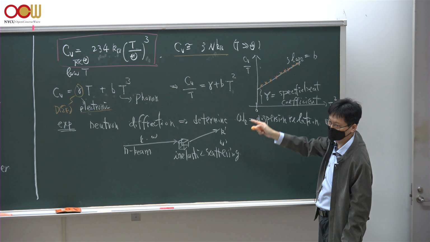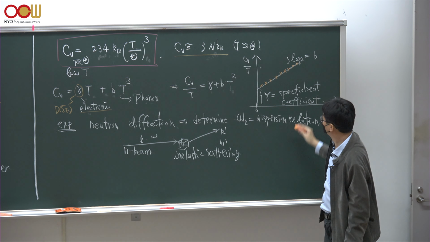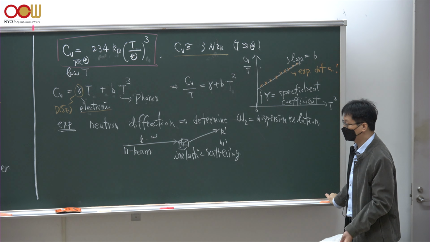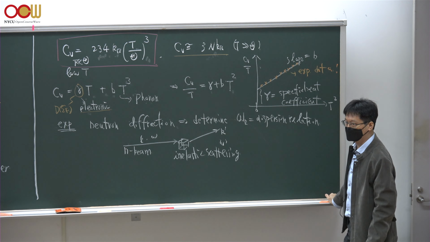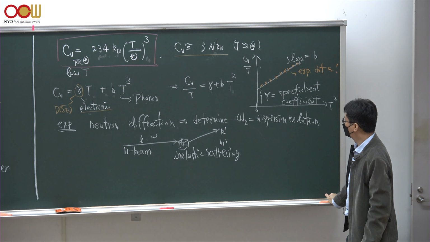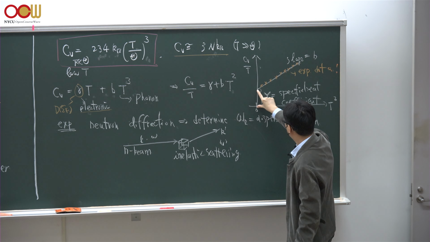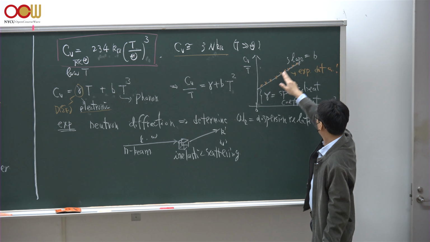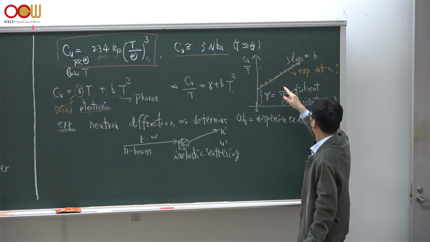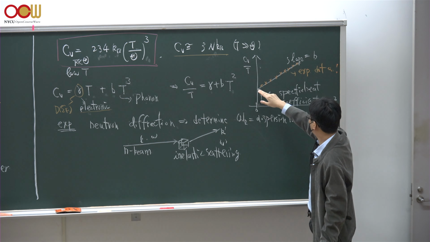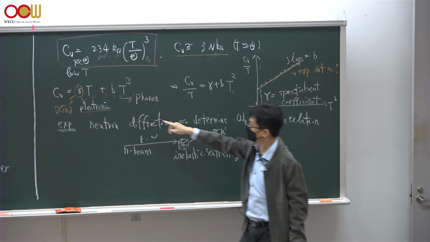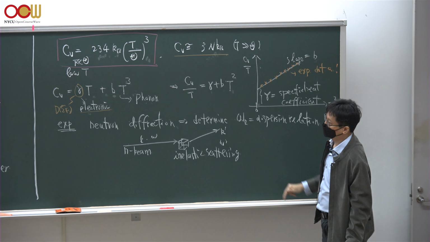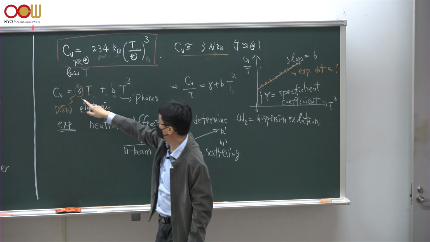This is not a theory. This is experimental data. Experimentally, you can measure many different solid-state materials and their specific heat coefficient. This gamma coefficient, the zero temperature limit, is the constant intercept, but at finite temperatures it goes like T squared. If you plot CV over T versus T squared, you get a straight line. The slope is nothing but the prefactor B. So by measuring CV over T, you can fix both gamma and B.